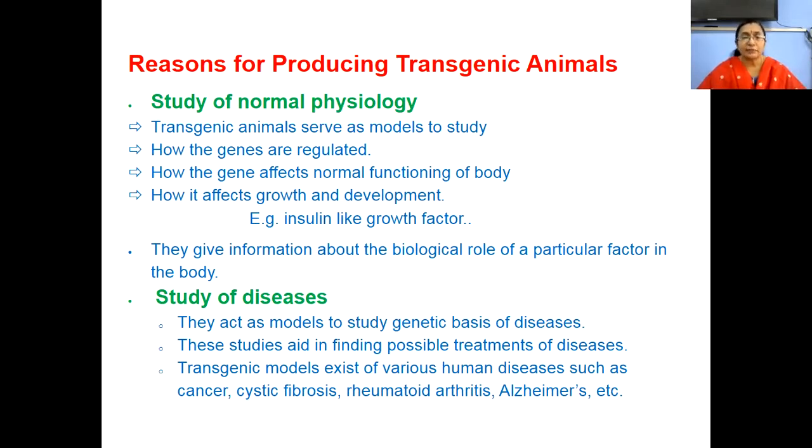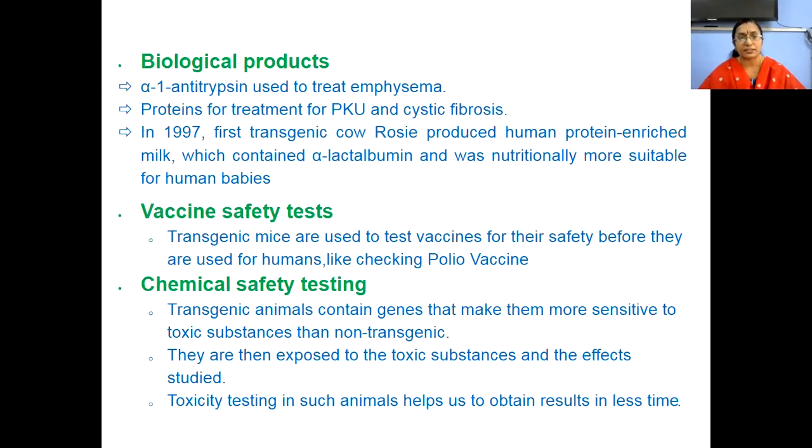The same way we can study them as disease models also. When we put our genes into these animals, they become like human models to study the genetic basis of diseases. If we are able to find the genetic basis of diseases, we can find treatments for them. So we have made so many transgenic models for human diseases like cancer, cystic fibrosis, rheumatoid arthritis, Alzheimer's, etc. And we are studying how to provide treatment.